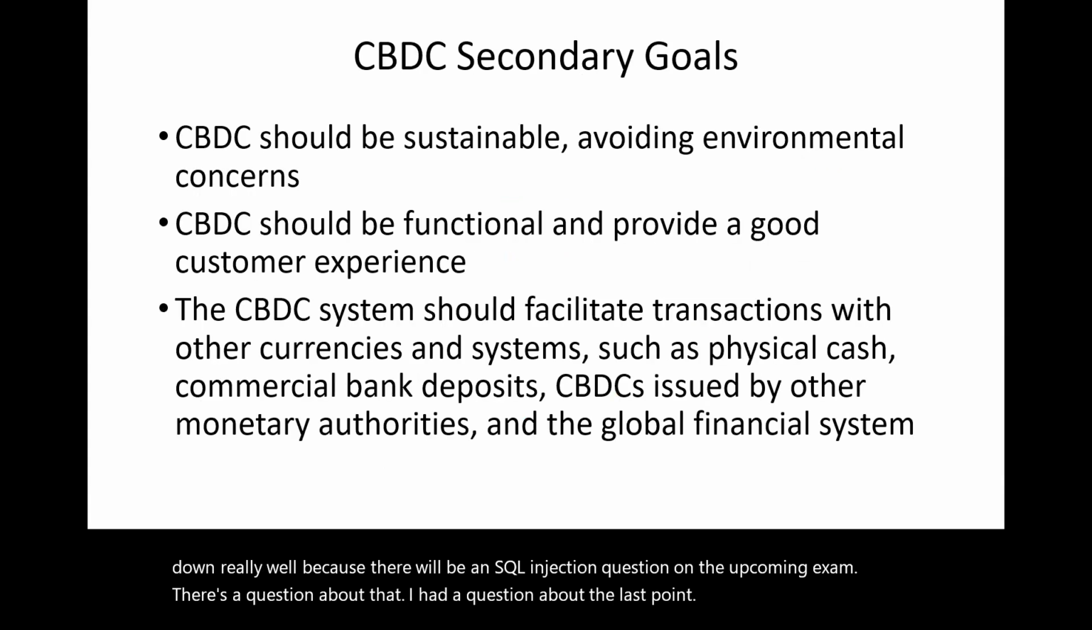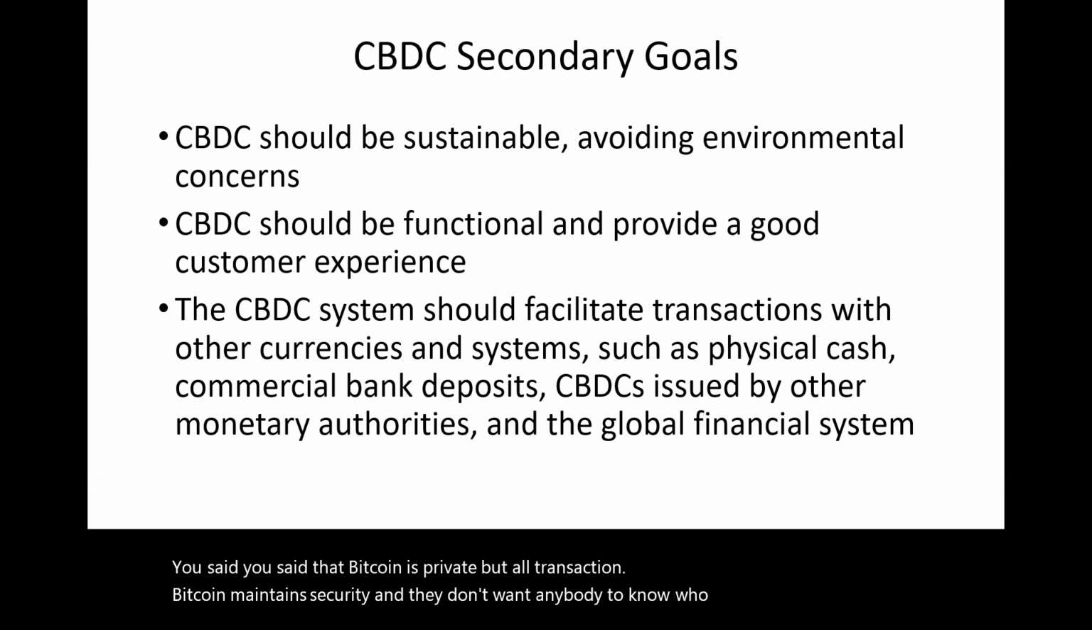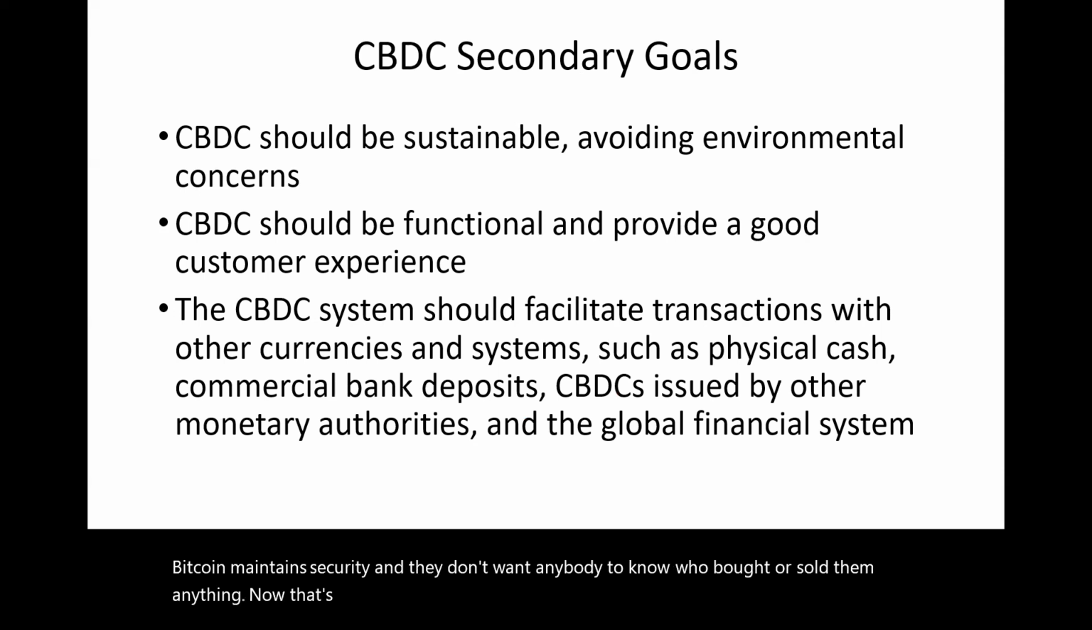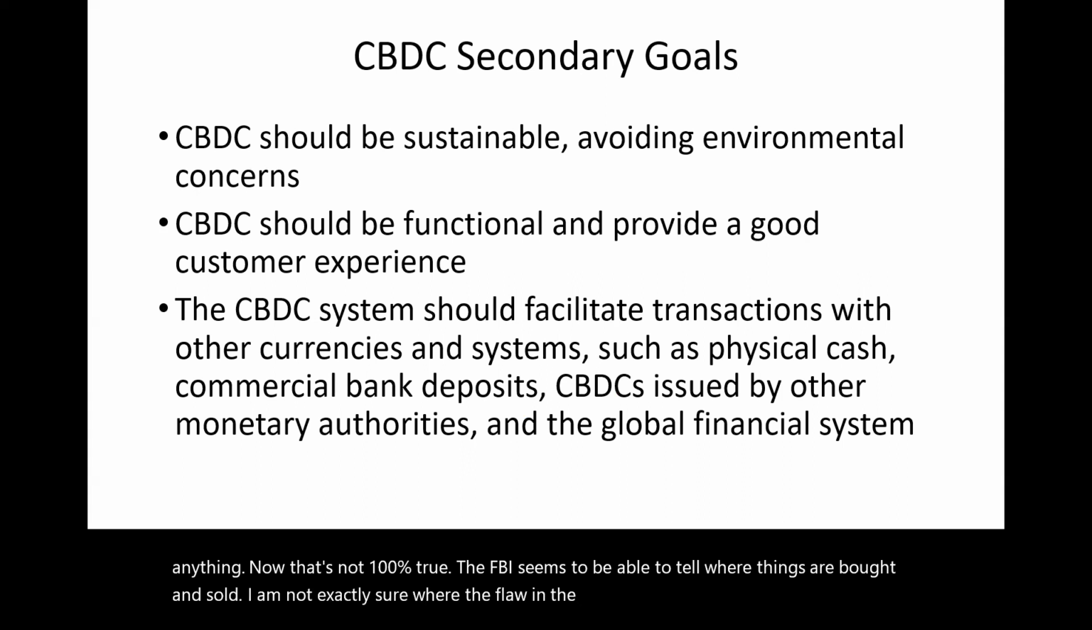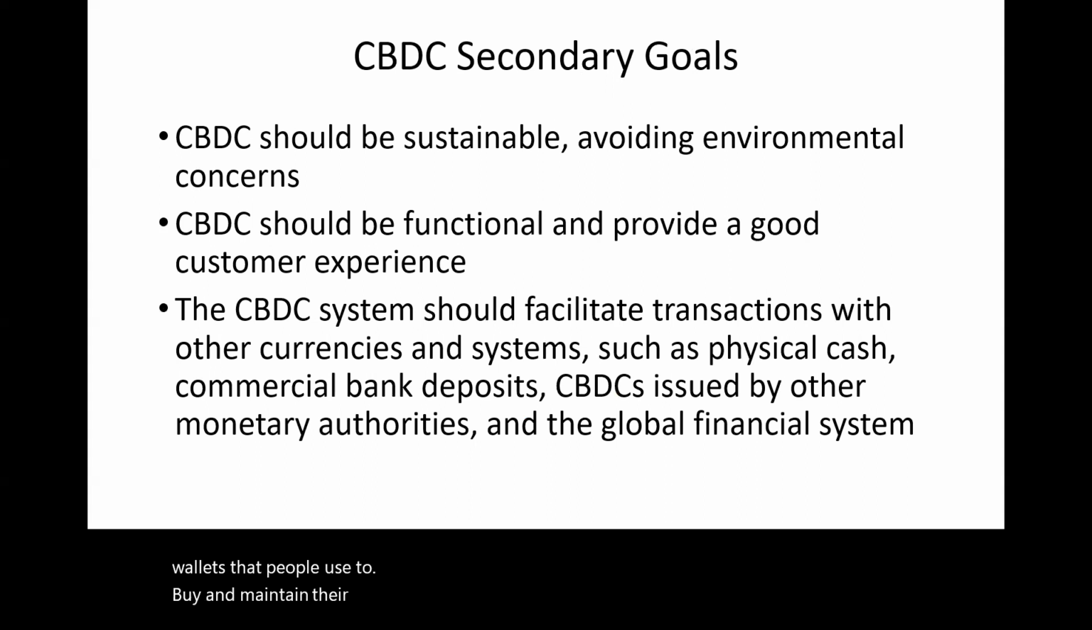So, you said that Bitcoin is private for all transactions. Bitcoin maintains security, and they don't want anybody to know who bought or sold anything. Now, that's not 100% true. The FBI seems to be able to tell where things are bought and sold. I'm not exactly sure where the flaw in the system is, although it appears to be in the wallets that people use to buy and maintain their Bitcoin collection.